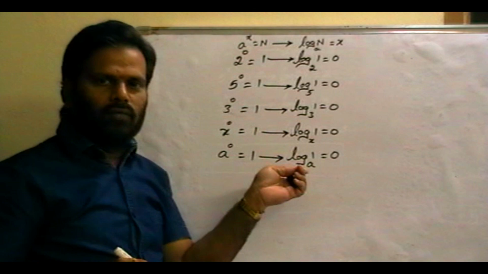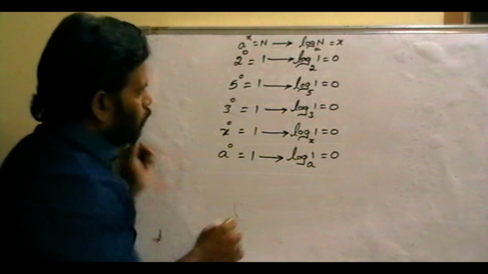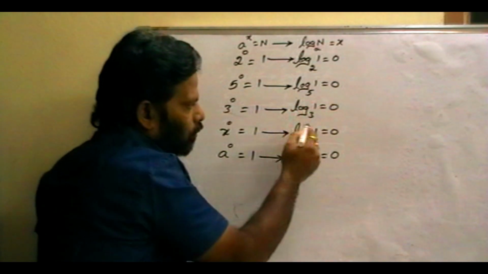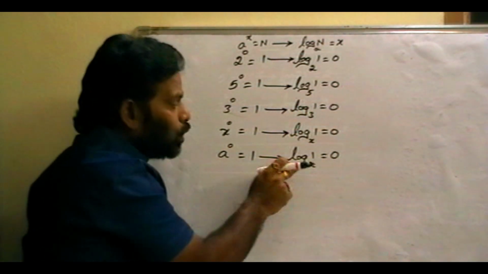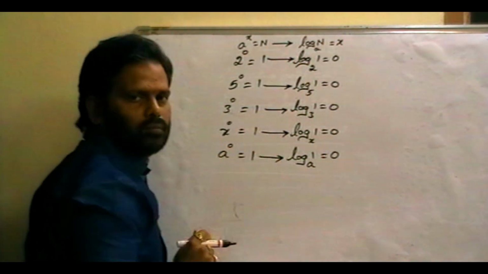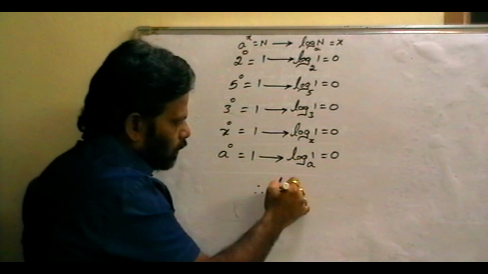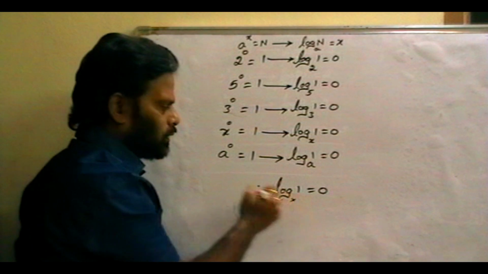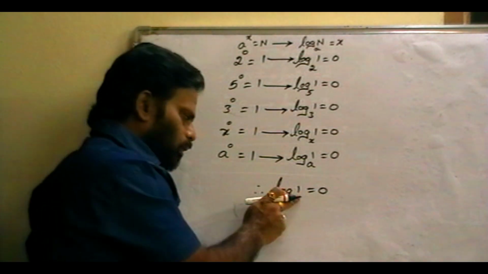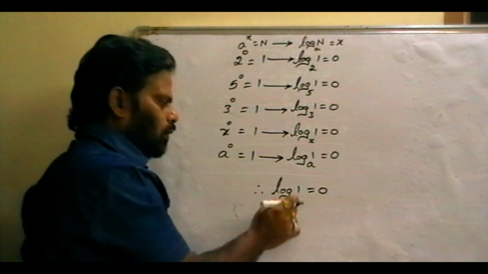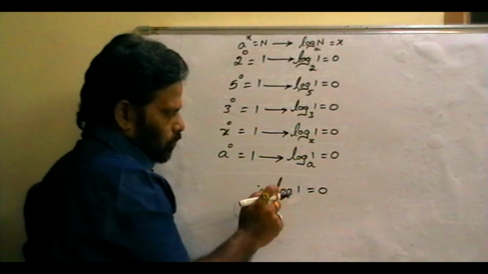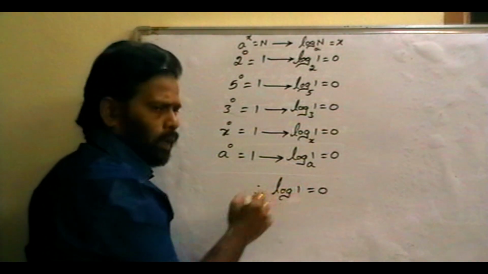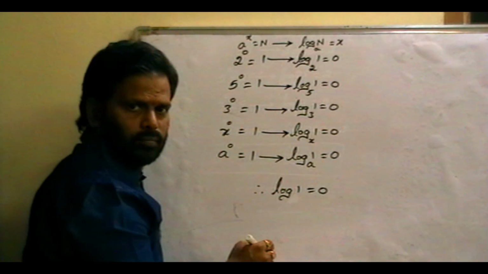So finally we can conclude that log 1 is equal to 0 to any base. Therefore finally we get log 1 is equal to 0. We can take any base, except a base equal to 1.